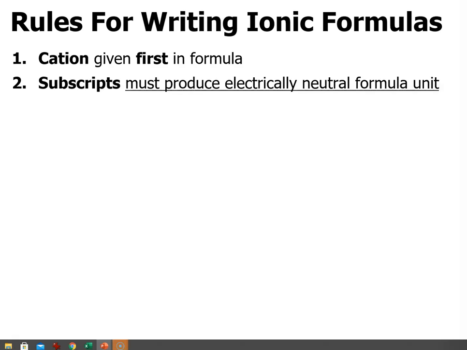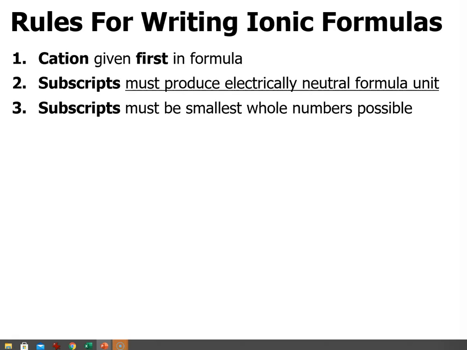The subscripts must produce a neutral unit. So if I have a +2 and I have a +1 element, I need two +1 elements or -1 elements. I need two of those minus elements to cancel out. So the end result, when those things come together, we have to have a neutral compound.